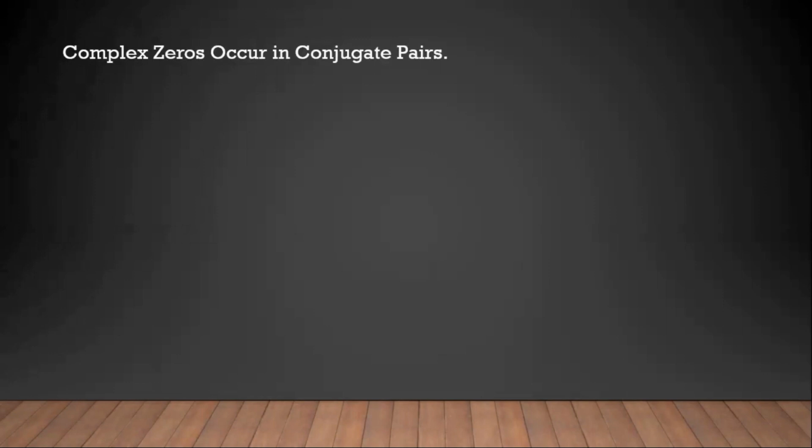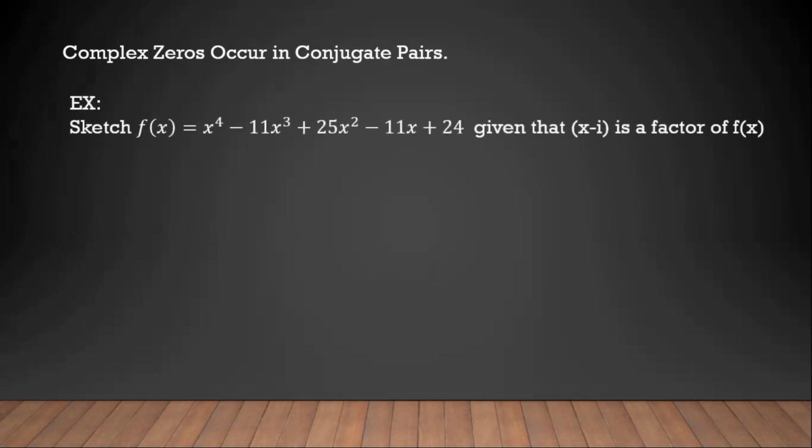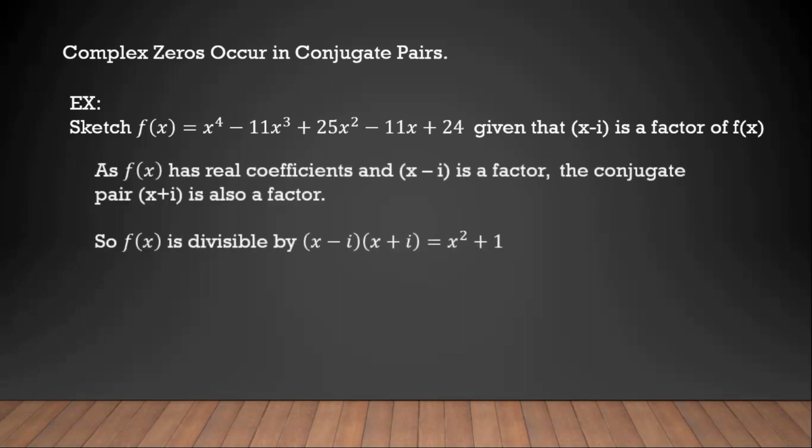Remember that complex zeros occur in conjugate pairs. While we didn't get to use that fact here, here's an example of what that could look like. Here's an f of x, and we are given that x minus i is a factor. Well, they are actually giving us 2 factors. Not only is x minus i a factor, but since they occur in conjugate pairs, because f has real coefficients, x plus i is also a factor. f of x is then divisible by x minus i times x plus i, so it's divisible by x squared plus 1.